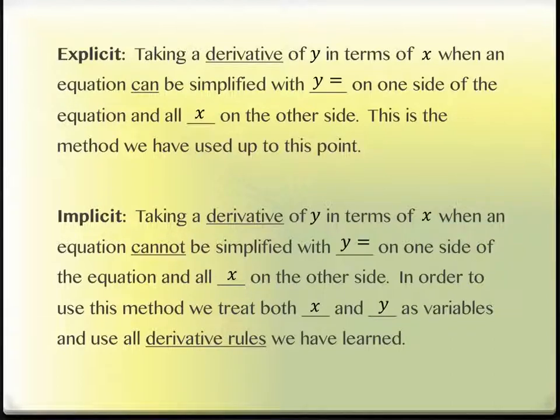So when that happens, we need implicit differentiation. So this is taking a derivative of y in terms of x when the equation cannot, or maybe is messy to try, writing it in y equals form. We treat both x and y as variables. I'll show you what that looks like, of course, but we use all the same derivative rules. Okay, and we are in fact starting with a circle.